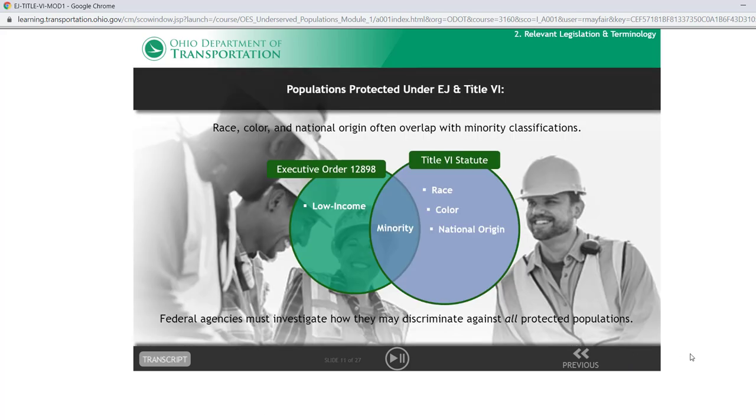There is overlap between EJ and Title VI. For example, minority populations may also be protected under Title VI due to their race, color, and/or national origin. However, EJ analysis alone will not necessarily satisfy Title VI requirements. This means that, to comply with regulations, federal agencies, including ODOT, must conduct comprehensive investigations into how their processes and projects could discriminate against all protected populations.